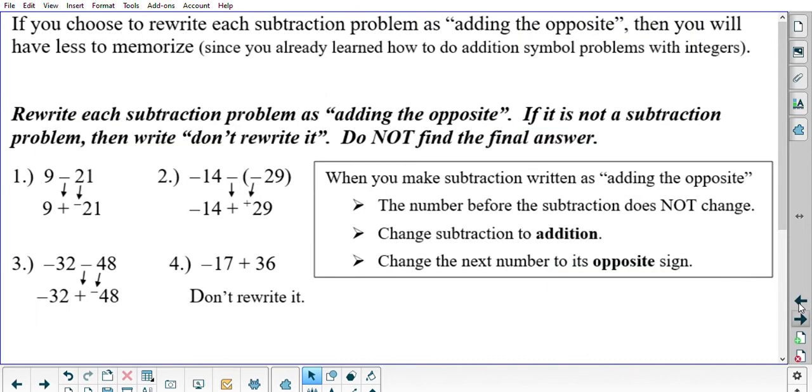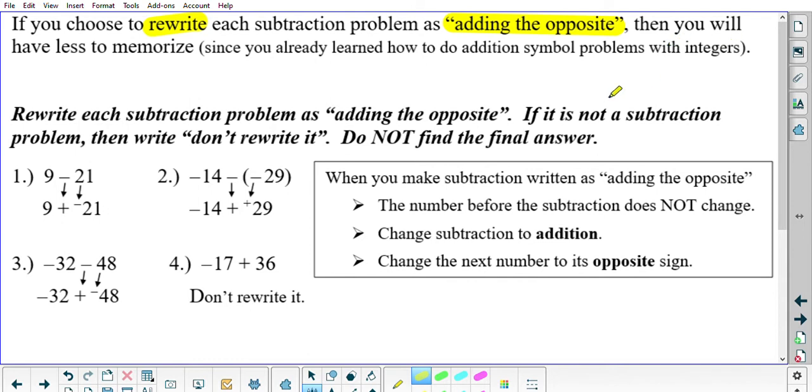You got to trust me on this. So here's what I'm saying. Follow along. If you choose to rewrite each subtraction problem as adding the opposite, then you will have less to memorize since you already learned how to do addition symbol problems with positive and negative integers. So that's the idea here.